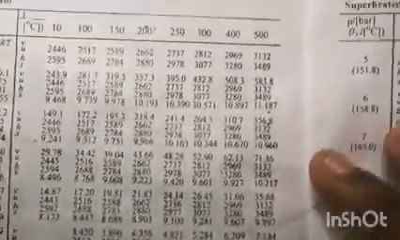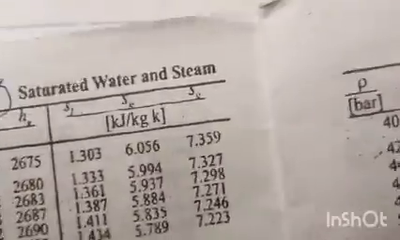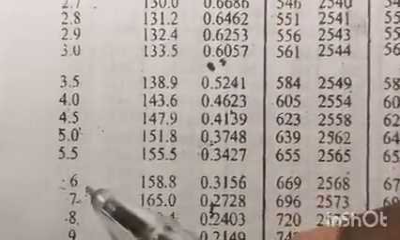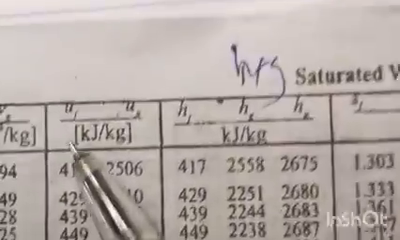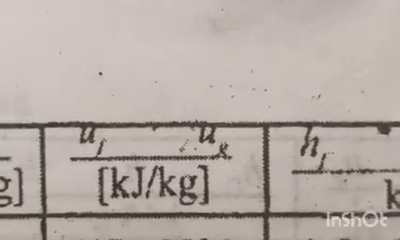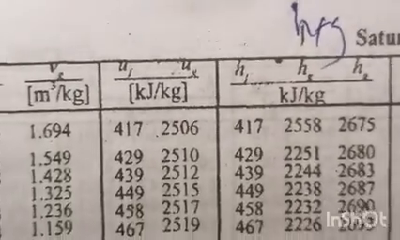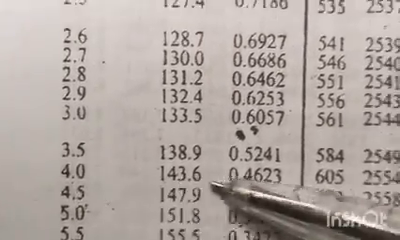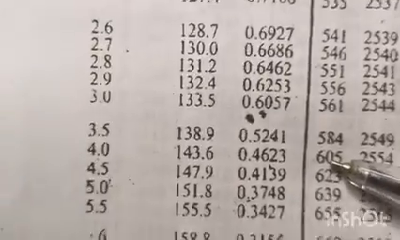Okay, so this is saturated water and steam. Alright, this is superheated. This is saturated water and steam corresponding to 4 bar. Please take note, these are the values of internal energy. So this is u_f and u_g. Let's obtain the value for 4 bar. This is 4 bar.